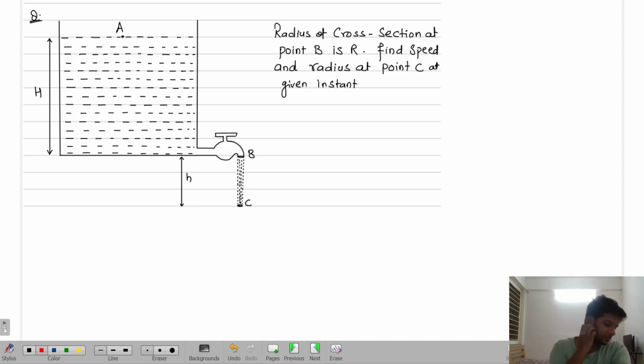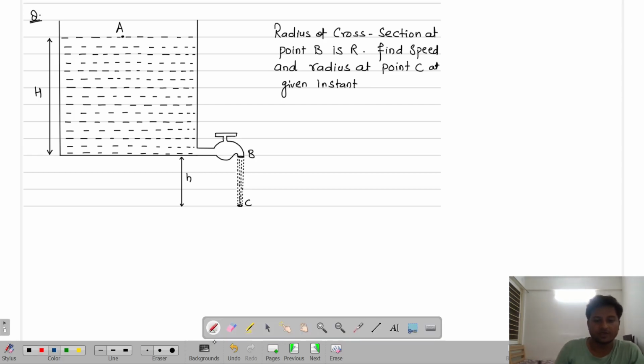Tell me what will be the answer. 2 minutes are over. अच्छा, one point, simple सी बात, velocity of efflux. First thing is that it's easier to find radius if you know the velocity of efflux. What is velocity of efflux? Root over 2g capital H, isn't it? We're asking radius of cross section at point B is capital R. Okay, radius of cross section is given. Find the speed and radius at point C at given instant, isn't it? ये पूछ रहा है ना बस.